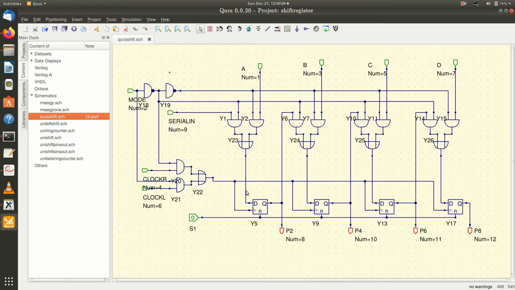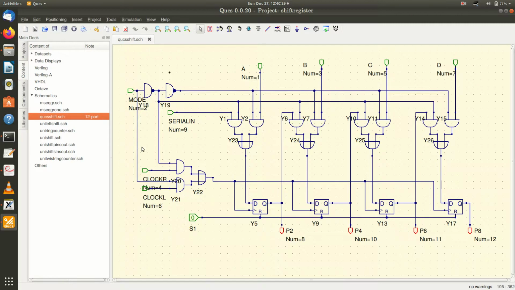They are connected to a common clock, and this common clock has some speciality. There are 2 clocks. One is the right shifting clock, this is clock R. This clock is for right shifting the data, and this is the clock for left shifting. So whether it is right shifting or left shifting is decided by the mode of operation.